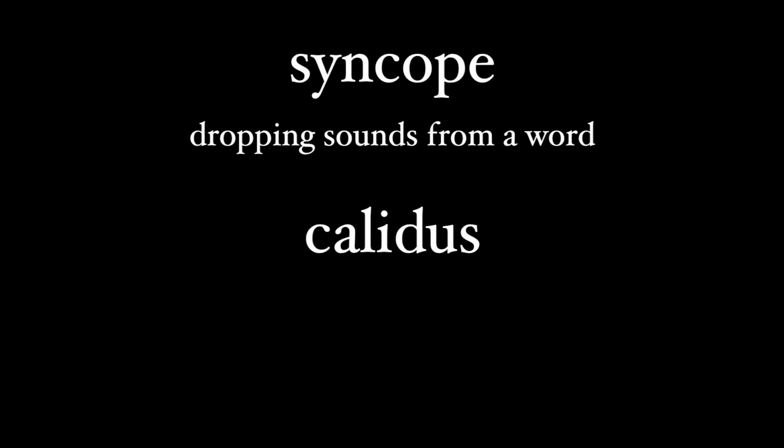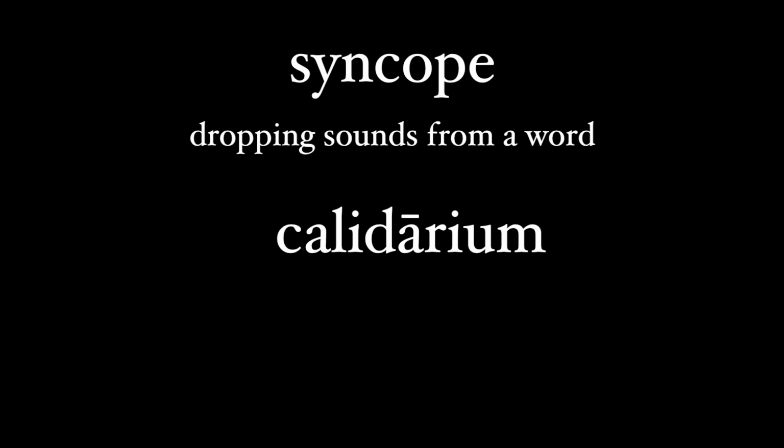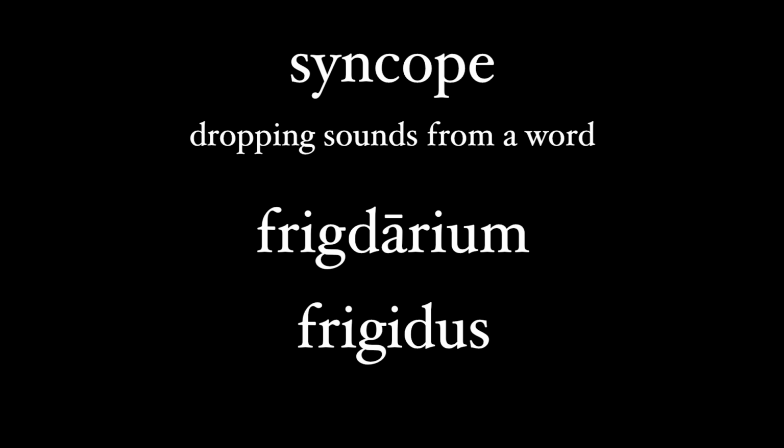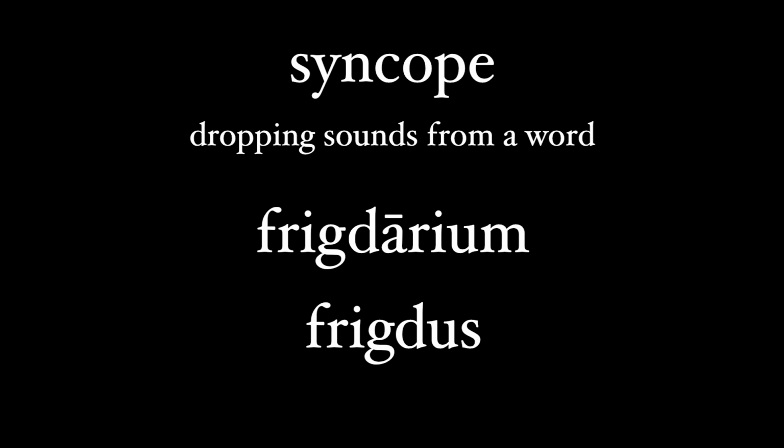And in fact, we see the syncope starting to occur for this word even in Latin. Sometimes it's calidus, but other times it's caldus. The hot room in the Roman baths is both calidarium and caldarium. The same thing works for the term for the cold room, frigidarium, and the word for cold, frigidus. In late Latin, this becomes frigdus, leading to the Italian word for cold, freddo.